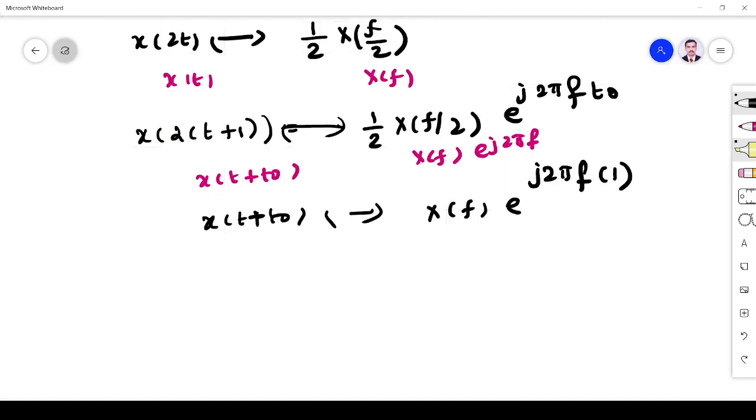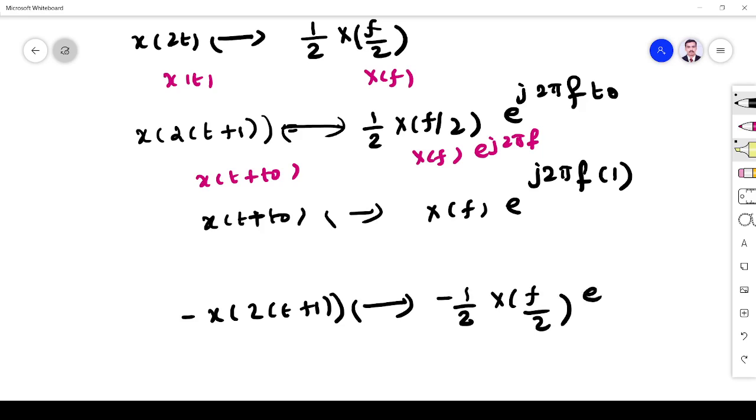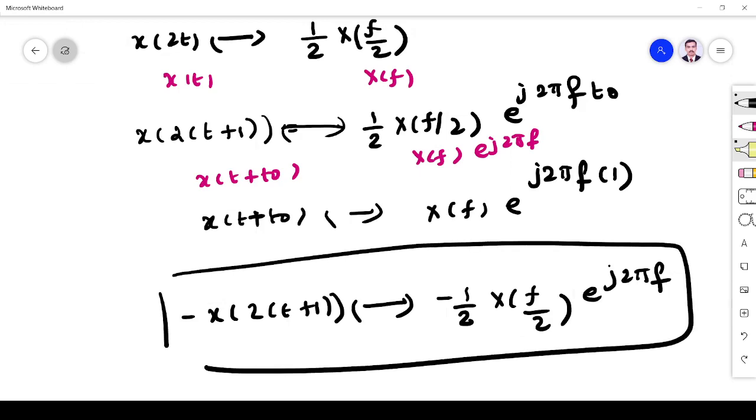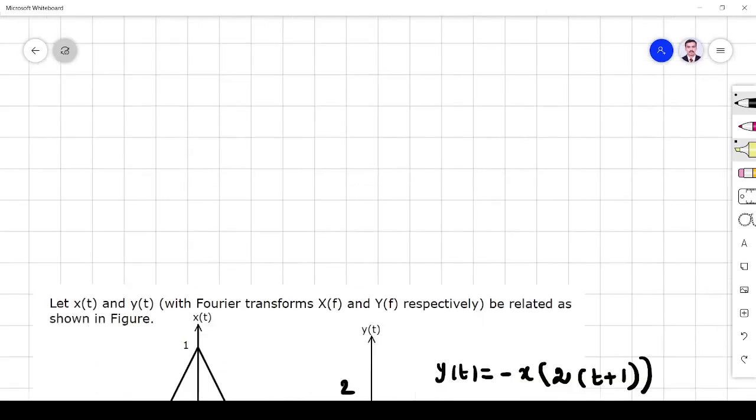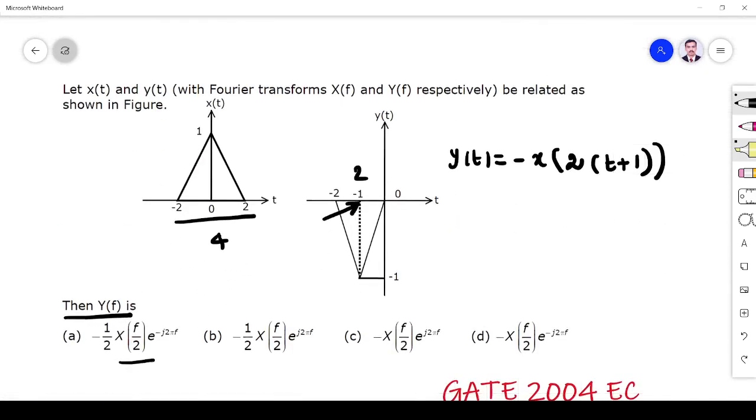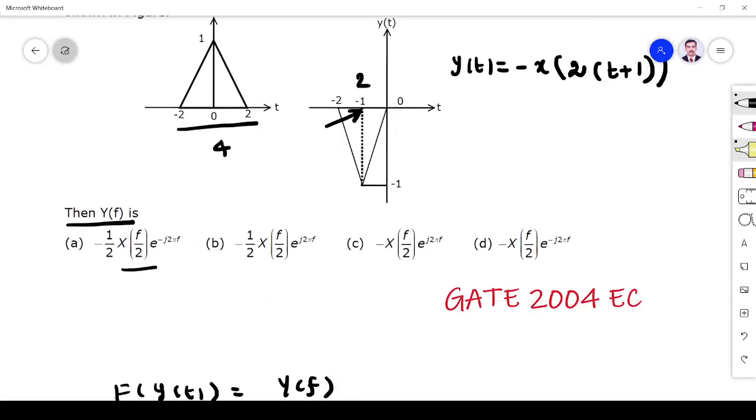Fine. And we have minus x of 2t plus 1. So the Fourier transform is minus 1 by 2 x of f by 2 e power j2πf. So this is the answer. The answer will have a minus: minus 1 by 2 x of f by 2 e power j2πf. So option B is the right answer. Thank you.